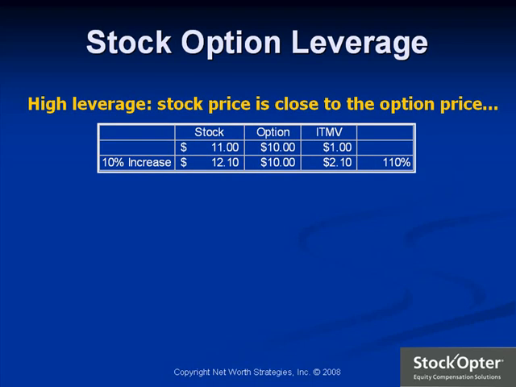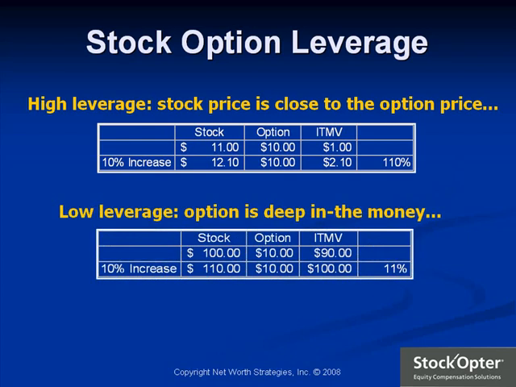Conversely, low leverage occurs when the option is deep in the money. For example, if the current stock price is $100 on the same option of $10 and goes up by 10% to $110, the in-the-money value leverage goes up only by 11%, from $90 to $100. Thus, the higher the current stock price is relative to the option price, the less upside leverage or time value remains in the option.